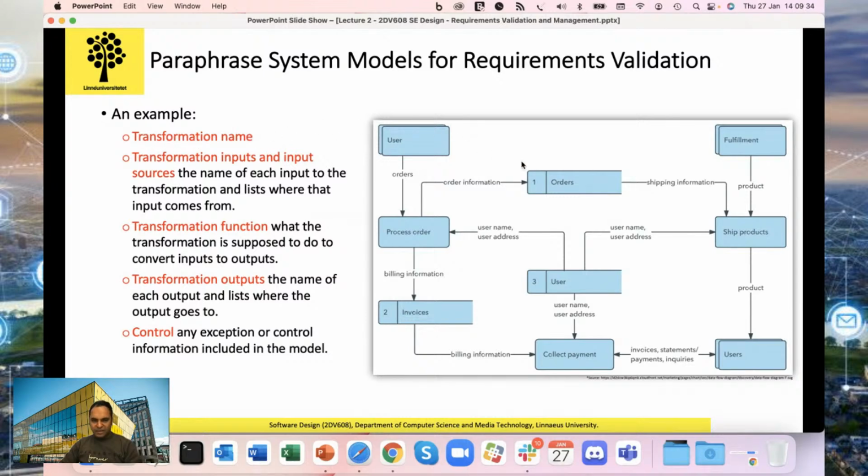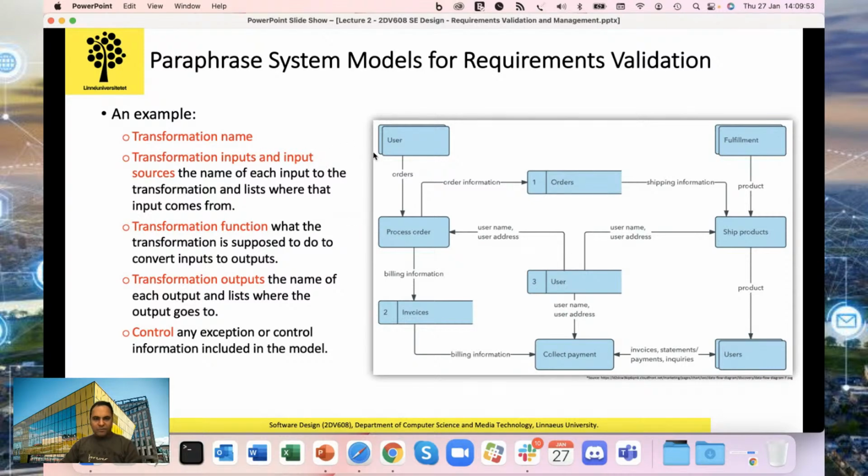That means, in this case, for example, the process order is a transformation because it takes some input and it produces some output. And it also uses some information from other activities. For example, in this case, username or user address.